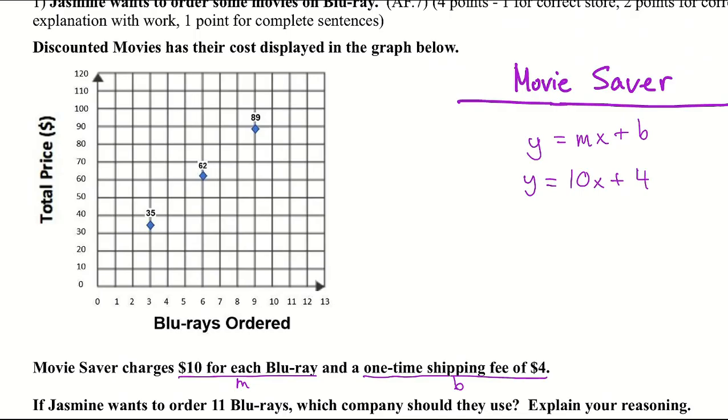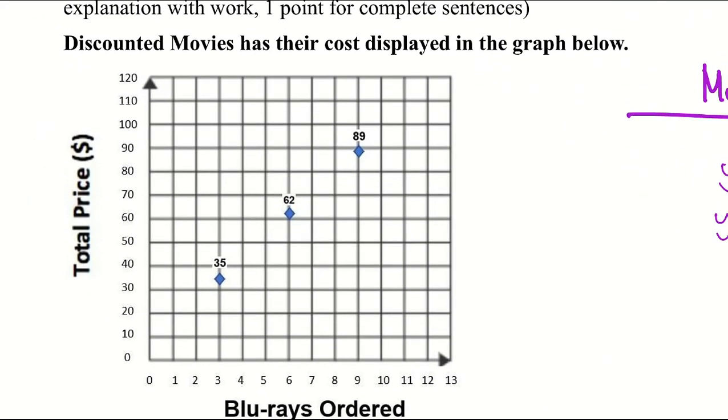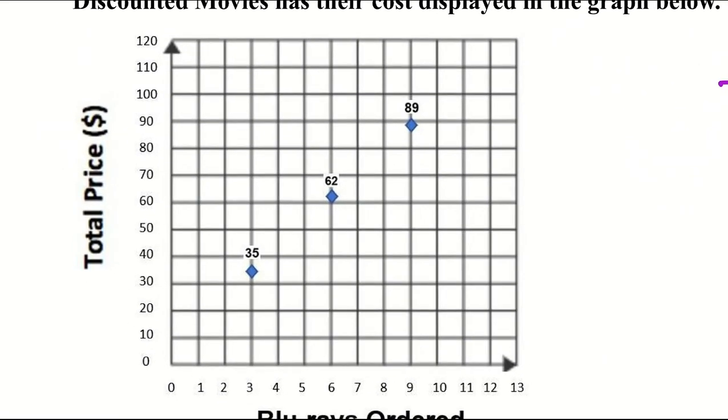All right? So for discounted movies, this is why this one's so difficult. It's because these are set up kind of very strange. How this graph looks is that these numbers up here are like the y coordinates. So these would be the total price. Really, you could see these as ordered pairs. So this would be the ordered pair 3, 35. This would be the ordered pair 6, 62. And this would be the ordered pair 9, 89.